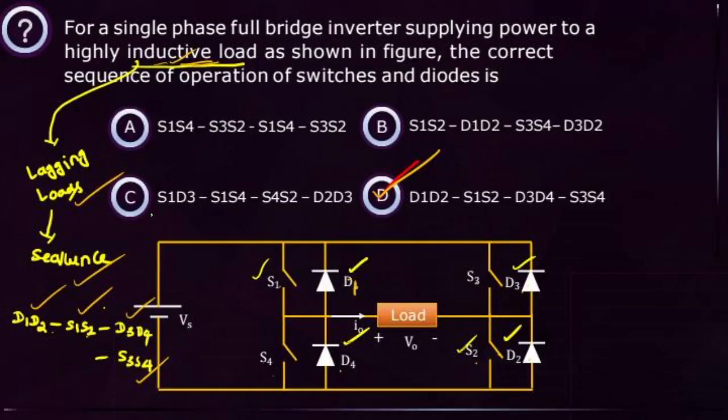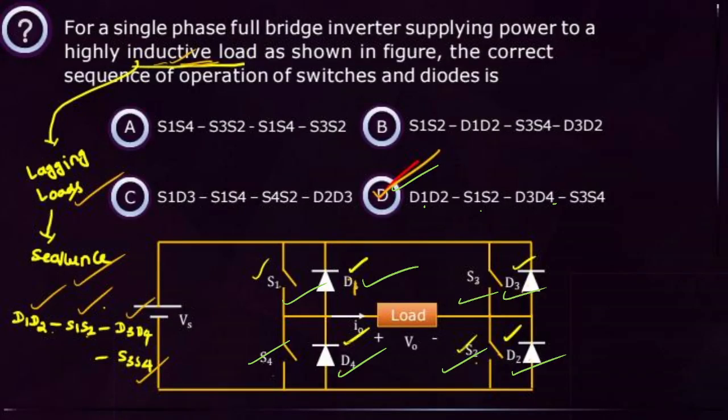Then what is the sequence of conduction of devices for inductive loads? For inductive loads, it means first diodes, next switches. First diodes means start from this one. No need to learn by heart, start from this one. D1, opposite you take D2, S1, S2, D3, D4, S3, S4, D1, D2, S1, S2, D3, D4, S3, S4. Because it's the inductive load now.